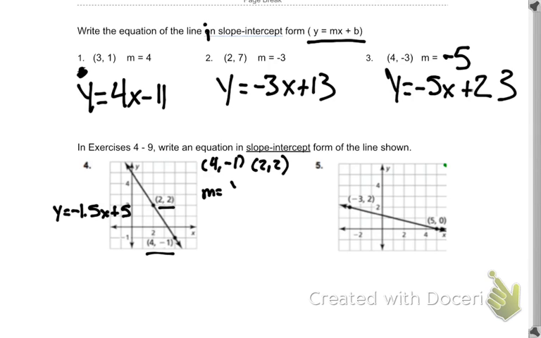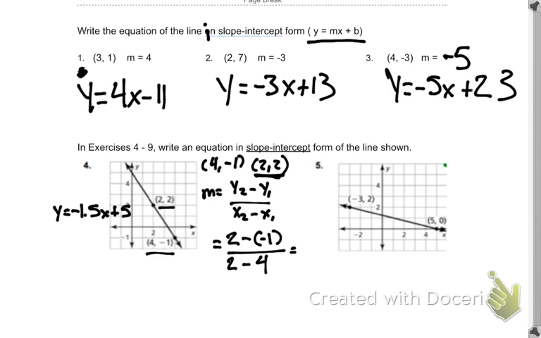M is equal to y2 minus y1 over x2 minus x1. So if I plug those pieces in, my y2 is going to be this 2 here. Then I'm going to subtract my negative 1. And that is going to be over my x's, which is, again, I'm going to start with 2. Since I started with 2 comma 2 on the top, I have to start with that point on the bottom. I have to make sure that I stay consistent. And then I'm going to subtract 4.